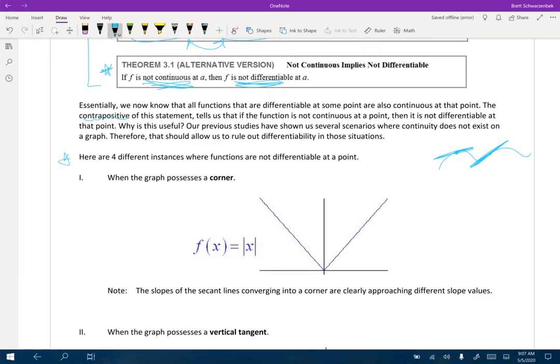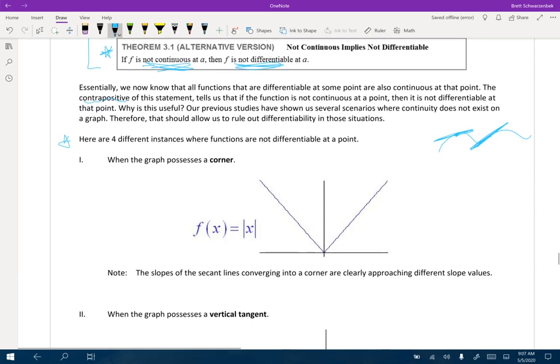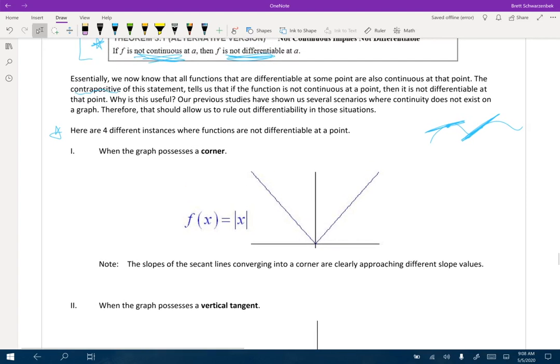It says here 4 different instances where functions are not differentiable at a point. So what I'm going to do is I'm going to go through all these scenarios and I'm going to talk about why they're not differentiable. Your goal is to sort of remember them by the key words that I provide.